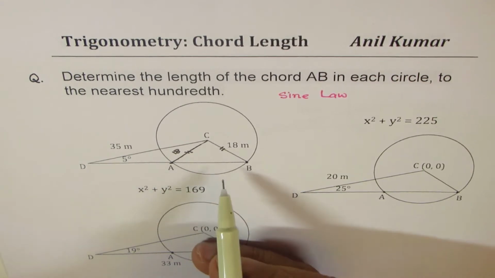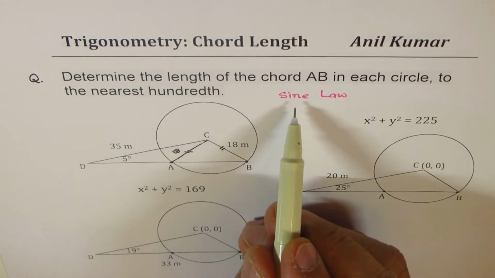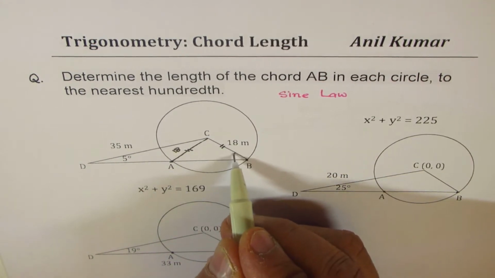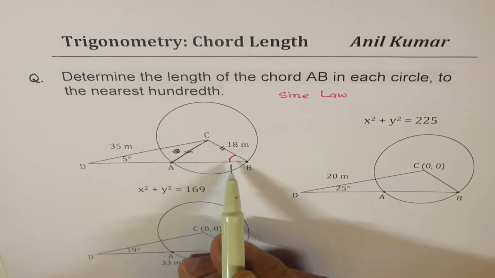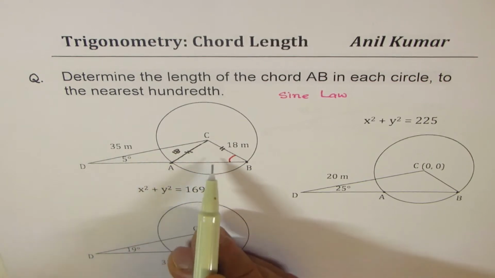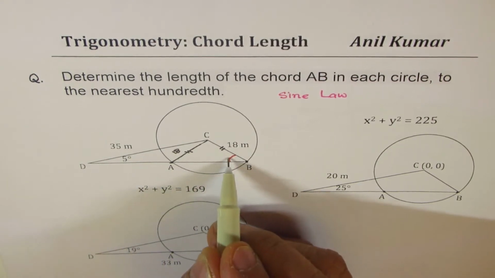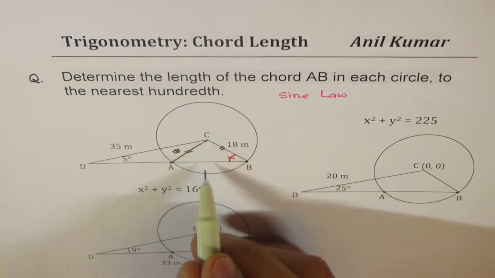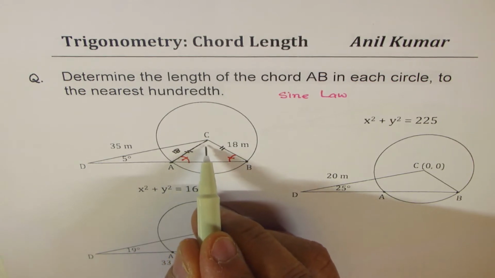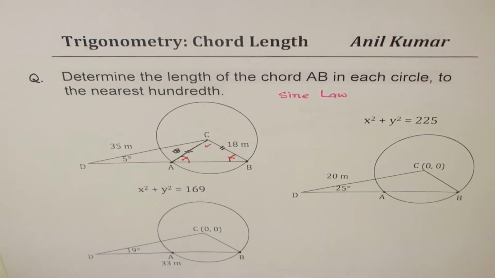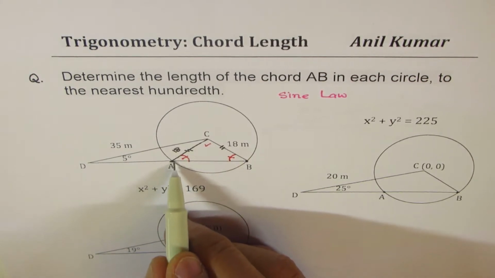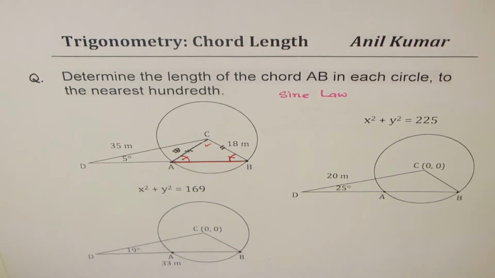Our approach is going to be to apply sine law, and in the first case, we can actually find angle B. So we'll first find angle B by applying sine law, since we know the side opposite to angle B. Once you find angle B, then we can find angle C, since angle B is also equal to angle A, and then we will know angle C. After knowing angle C, we can again apply the sine law and find the side AB. So that is the approach.